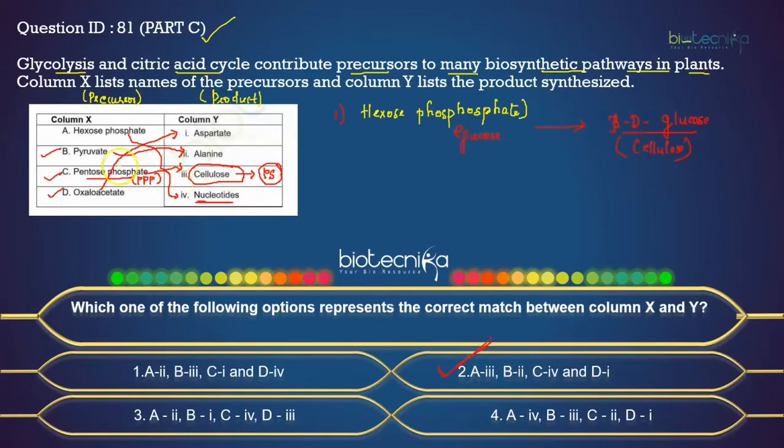The third is pentose phosphate. Yes, we know the PPP pathway is definitely going to produce ribose and xylulose. So definitely they are going to make ATP molecule, dATP and all those things. The last one, oxaloacetate to aspartate. That is also a transamination reaction. So let's talk about that also in detail.